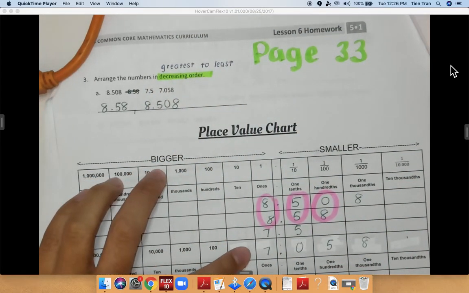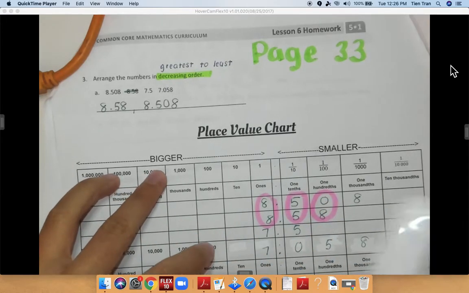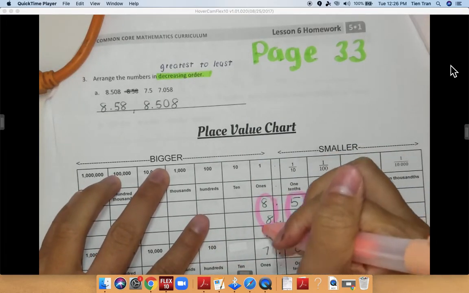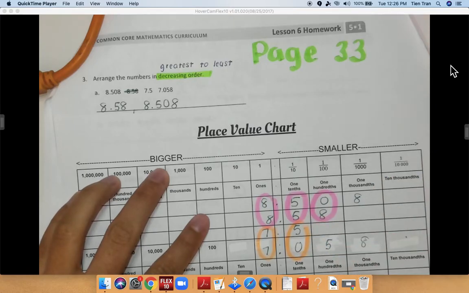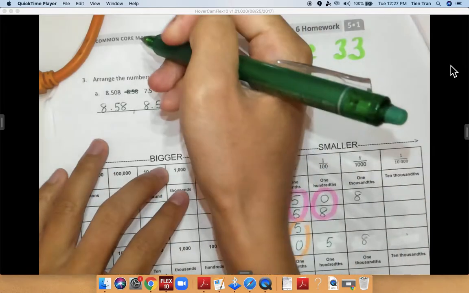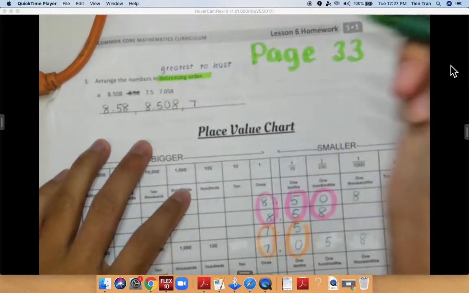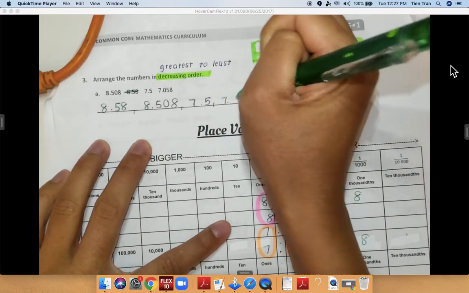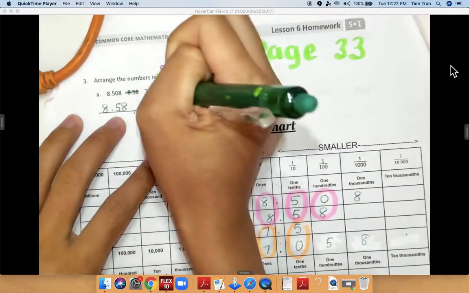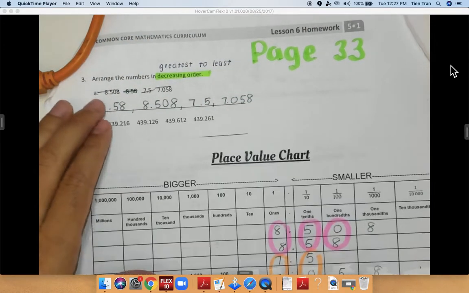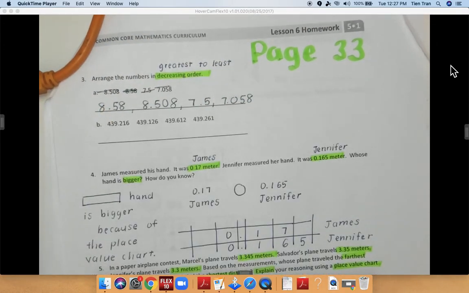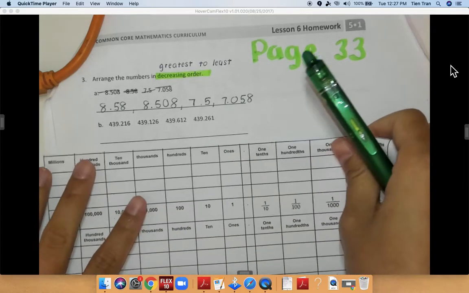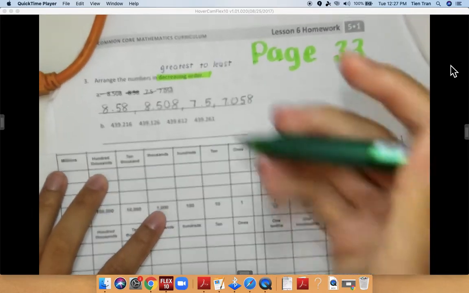Now that I did those, I have 2 more that I need to see. 7 is the same, but 5 and 0. 5 is larger, so I'm going to put that one first. 7.5, and my last one is 7.058. Okay, so that is for A, and now I'm going to move on to problem B. For problem B, I'm going to plug in my numbers.